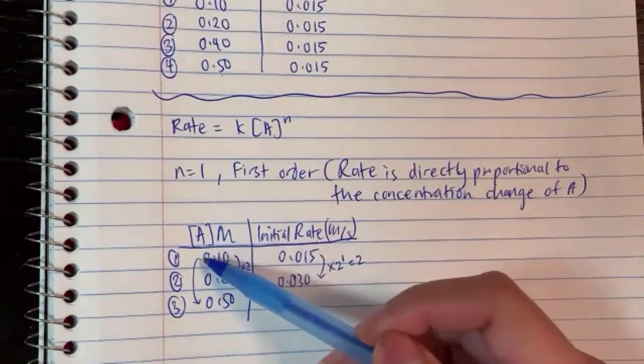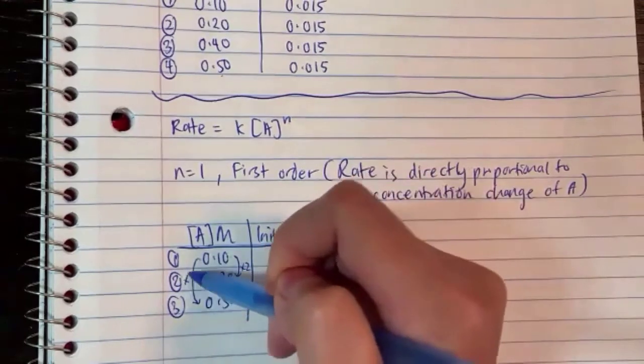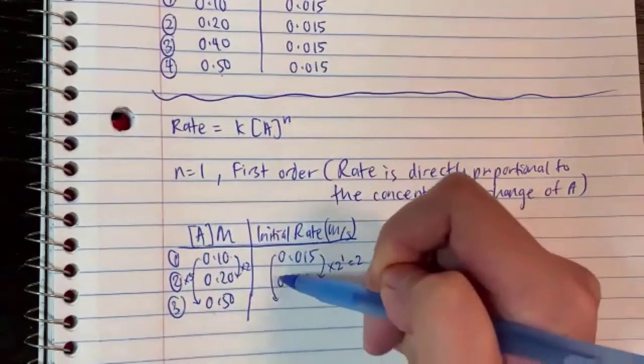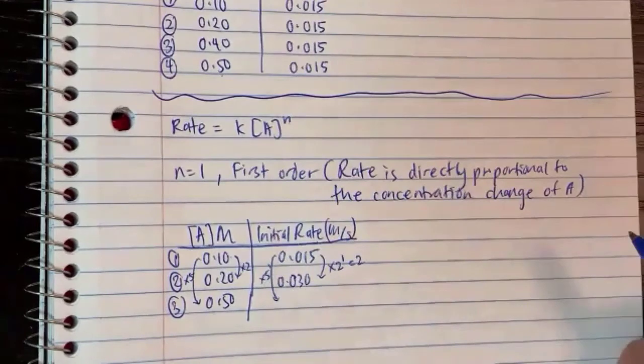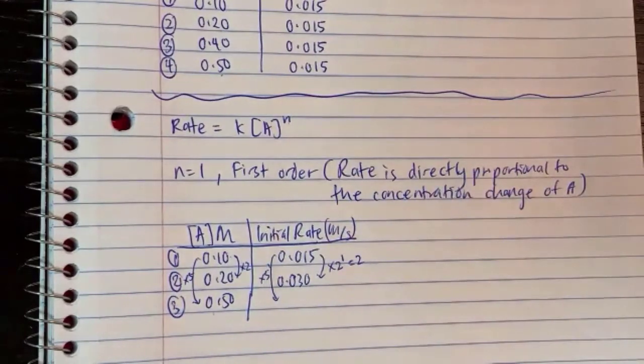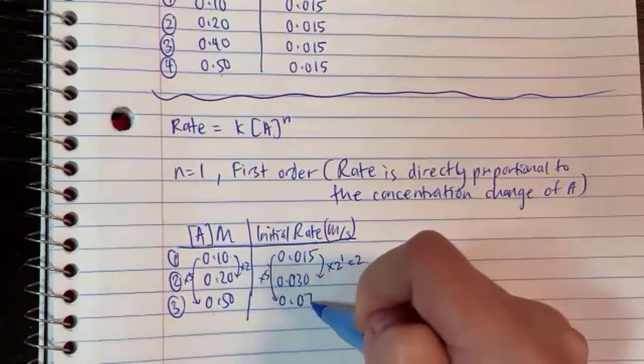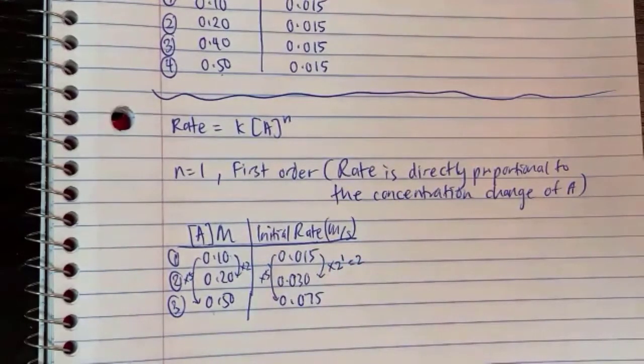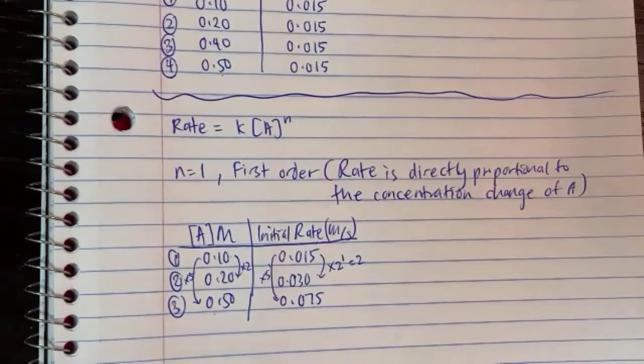So from 0.1 to 0.5 is times 5. So what do you think the rate should change here? Times 5 to the power 1. Agree? So 5 to the power 1, so 0.015 times 5, you should get 0.075. That's how you would see the rate change for first order, okay?